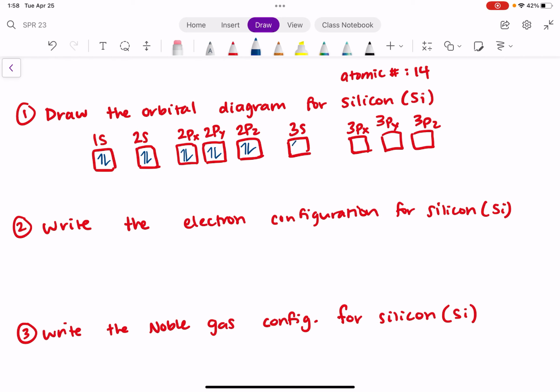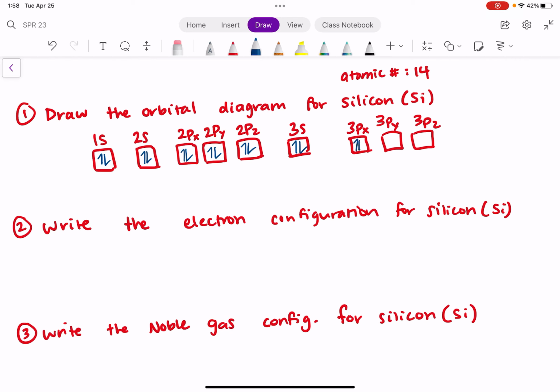And now I'm going to go 1 and 2 for my 3s, because I fill that next. And then I fill my 3 p's. How many electrons do we have left? This is a total of what? 12. So I need 2 more, right?